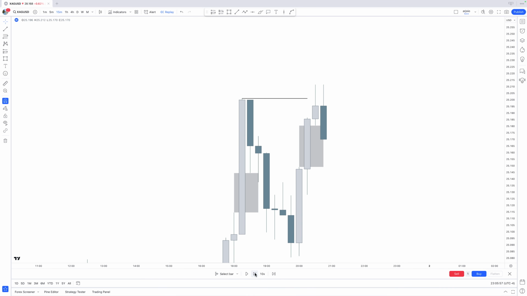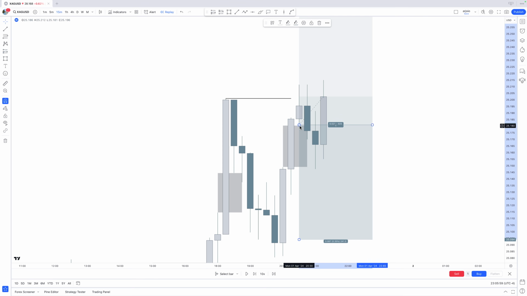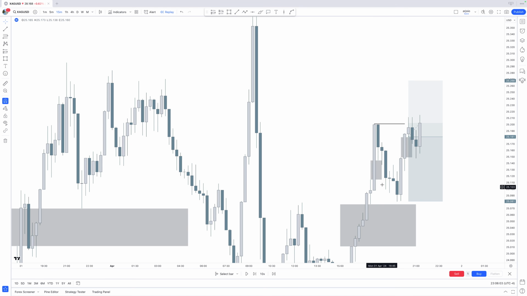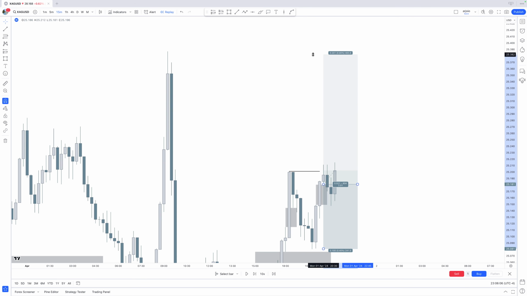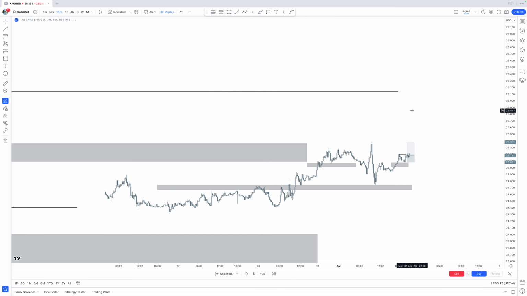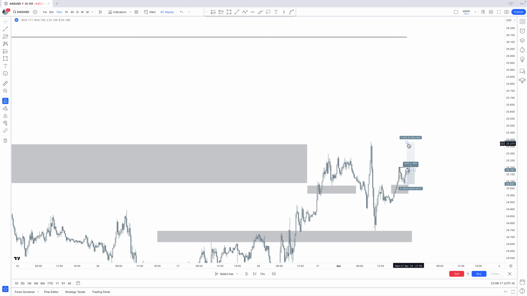Then after everything right here, to give you one example, this could have been a perfectly fine entry as well. Targeting, what I like to do is I like to target a 1 to 2 right there, which is still a very small area of the overall draw on liquidity which we are actually targeting, which for me is perfectly fine. Again, I do not want to set unrealistic expectations.